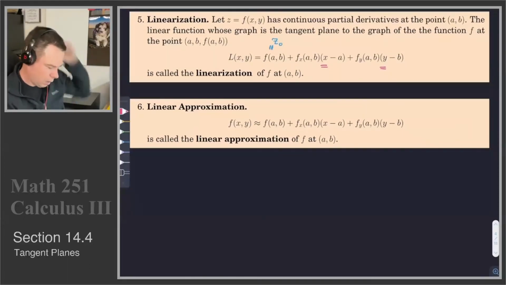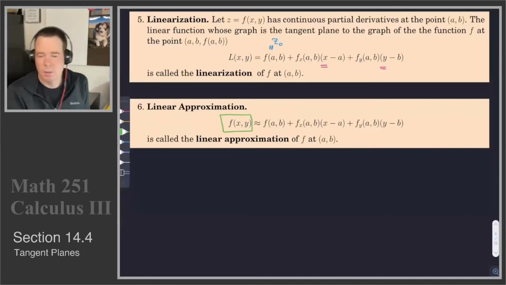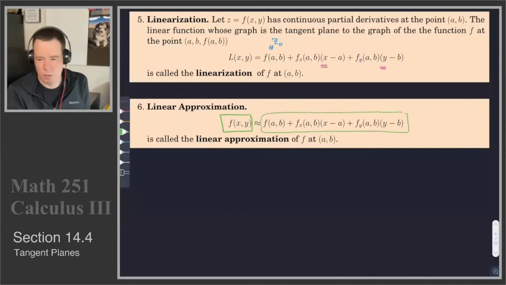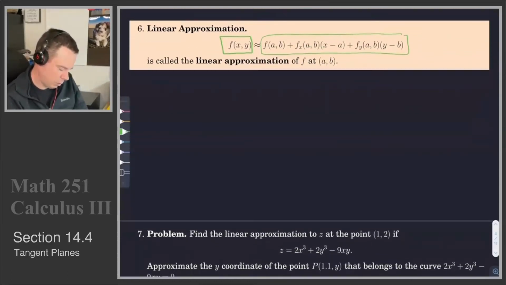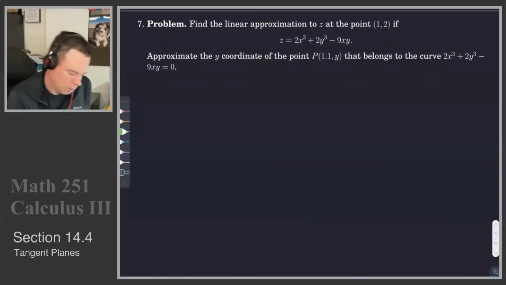And so that gives us our linear approximation formula, which says that if we're trying to find approximate values of the function, we can use a tangent plane to approximate them. And that means we are using a function of this form to approximate values on our surface. So let's go ahead and do an example with this. Find the linear approximation to z at the point 1, 2.